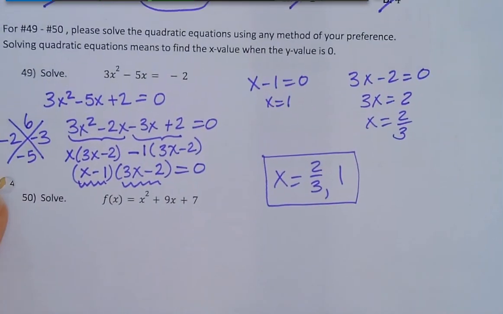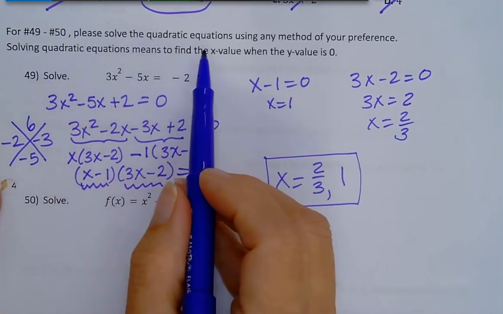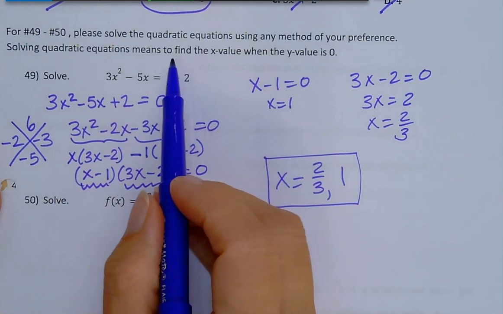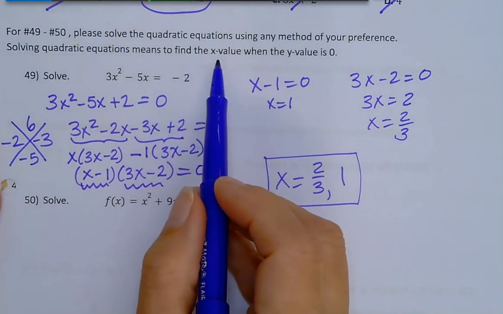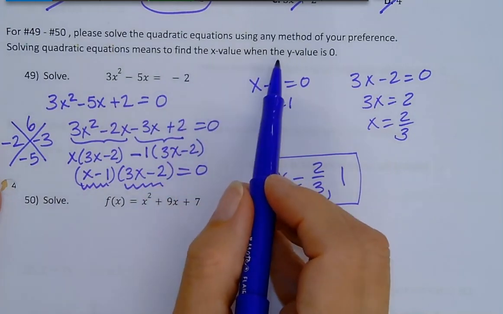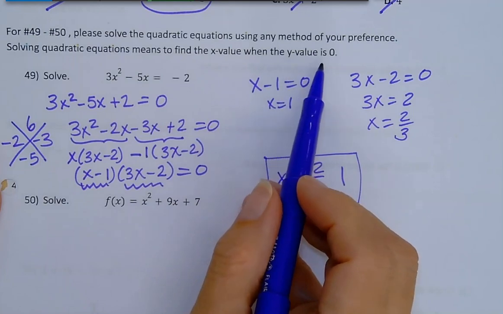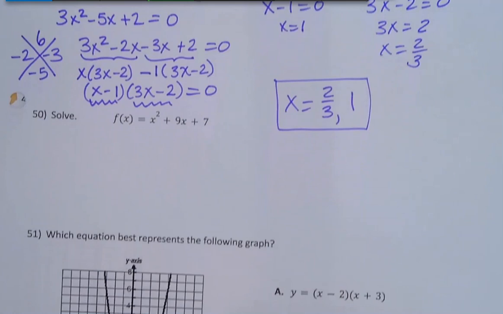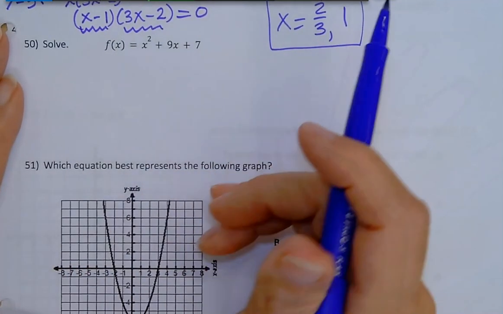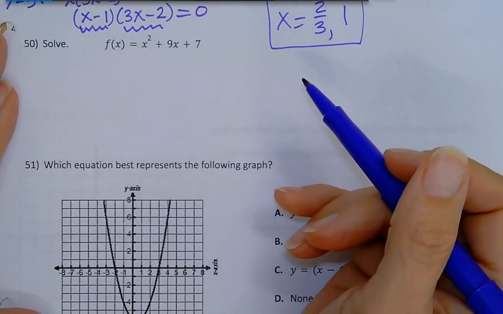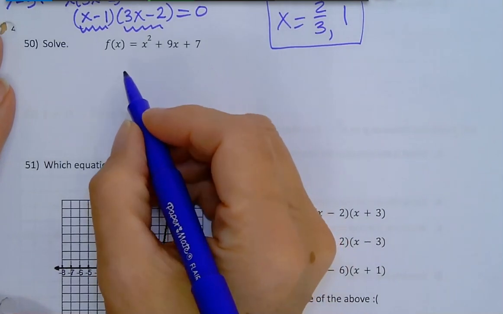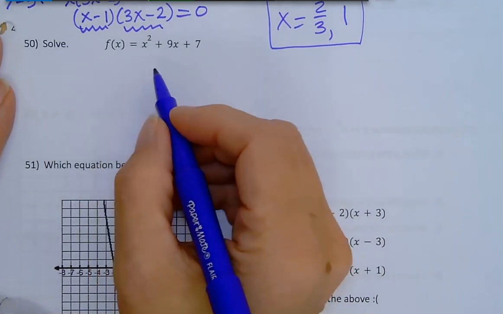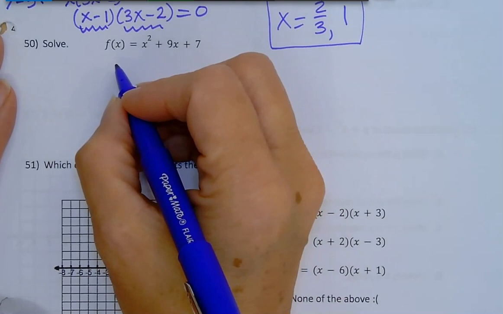For 49 and 50, our instructions were please solve these equations using any method, and remember, you're finding the value for x that makes the y value or the output 0. So we always want to set everything equal to 0, and then we're going to solve. You can use Desmos to check your work, and you just want to make sure that you can show some work in addition to using Desmos.